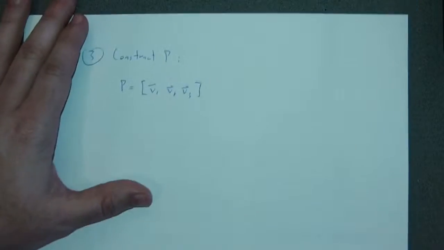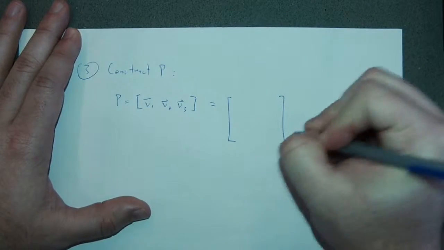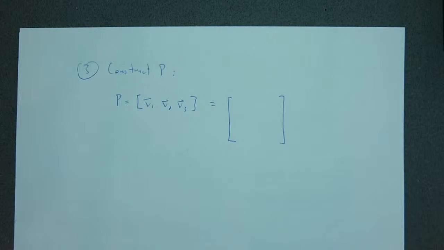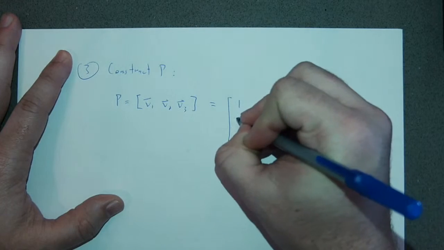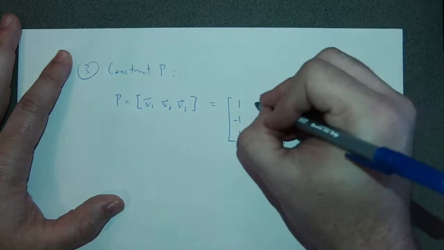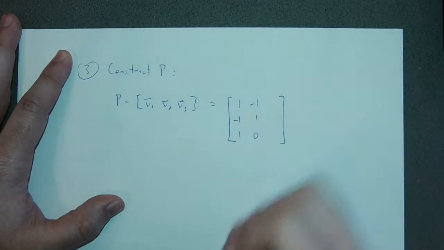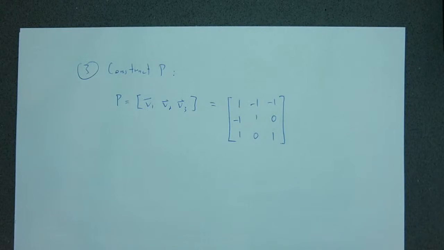So, writing this out, using the same V1, V2, and V3 from before, I'm now reading column-wise. V1 is 1, minus 1, 1. V2 is minus 1, 1, 0. And V3 is minus 1, 0, 1. Okay, so there's my matrix P.